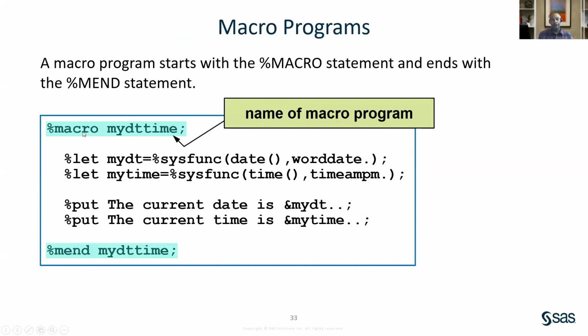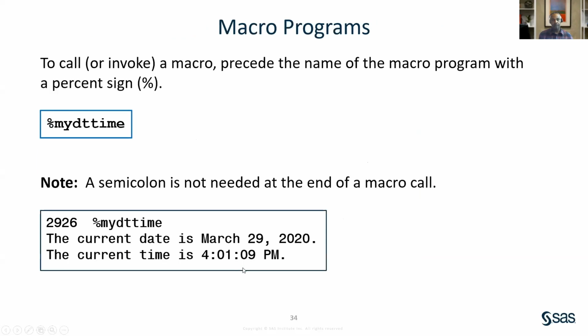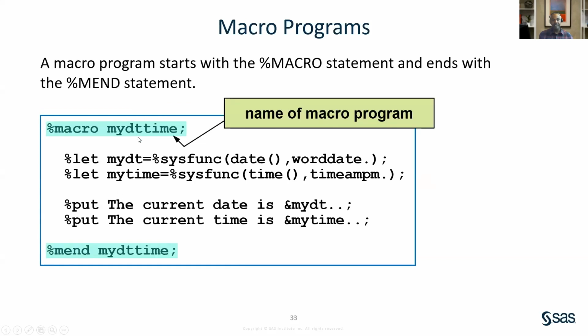Here's an example. %macro mydt_time. That's the name of the macro program. %mend concludes that macro definition, calling it the same name. So what's embedded within this macro program is these 4 statements. It doesn't execute it at this point, it's just defining it. If you had macro level statements, it would check those like a %if, %then, %do. We don't have any of those in there. Remember the name, mydt_time.